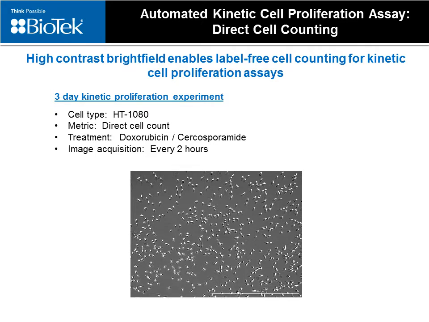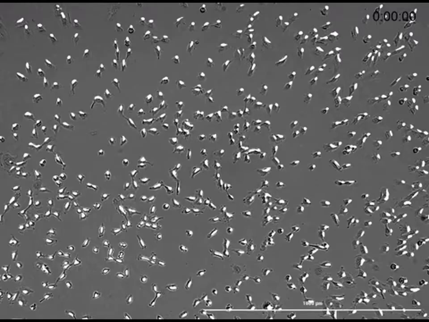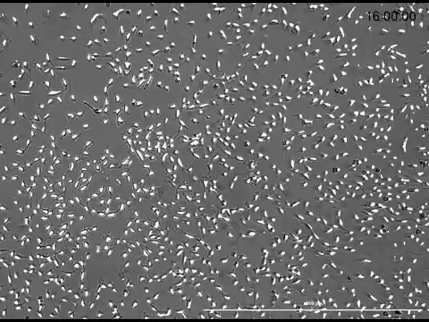All right, so now let's run through the same 3-day kinetic proliferation assay, only now using high contrast bright field cell counting as our readout. Looking at this video of this experiment, you can see that as this population grows, this label-free method allows us to effectively resolve each cell over time so that we can generate accurate cell counts all the way up to full confluence.